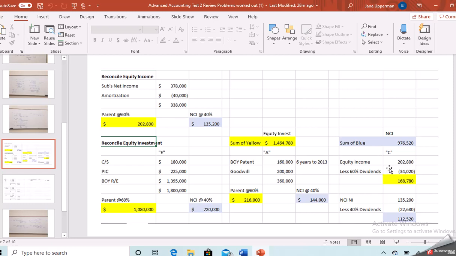So here we've got our equity income, which is up here, the $202,800, less the parent's share of the dividends. So the dividends are $56,700. If you multiply that by 60%, you get the $34,020. Subtotal those, and that goes to the equity investment. And then you can see up here that I've summed everything in yellow. I've summed the E entry, the A entry, and the C entry, and I get my total that's in the equity investment.